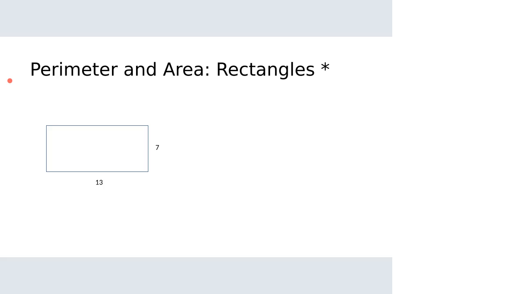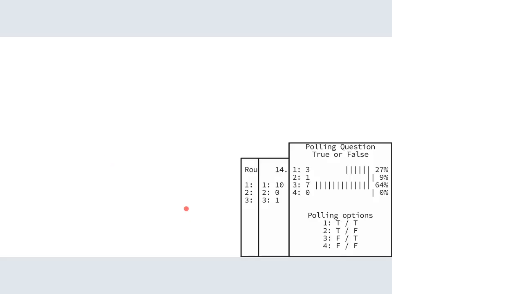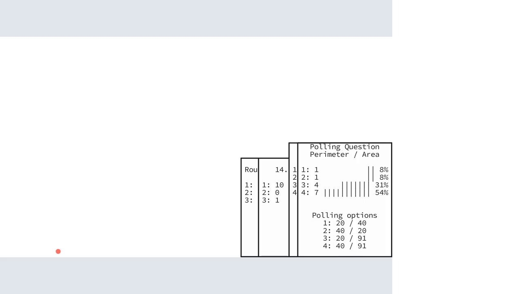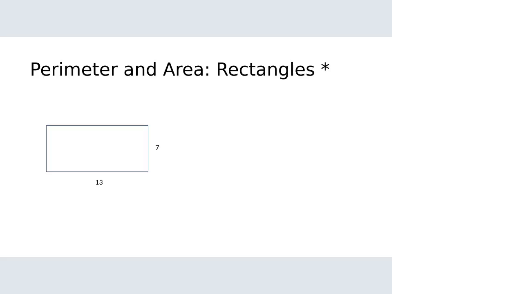We'll go another 30 seconds, and then we'll talk about this one. Let's take a look and see where we are. Okay, pretty good agreement. We're definitely on the 91 for the area, but a little bit of disagreement on the perimeter. So let's take a look.